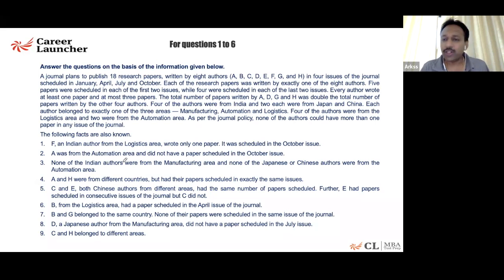A journal plans to publish. Let's quickly look at understanding what it is and what the variables are, because once you understand that, it becomes easier to figure out the questions, and then we can solve it too. A journal plans to publish 18 research papers written by 8 authors. So 8, 18. In 4 issues of the journal: January, April, July, October. Each of the research papers was written by exactly one of the 8 authors. 5 papers were scheduled in each of the first 2 issues. So 5 and 5. While 4 were scheduled in each of the last 2 issues.